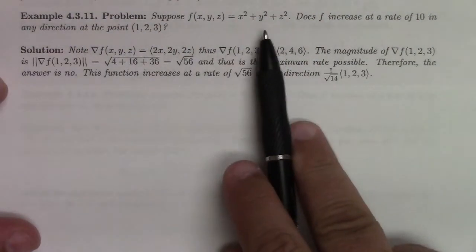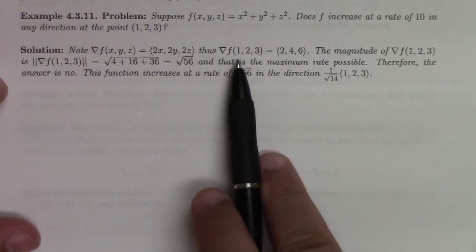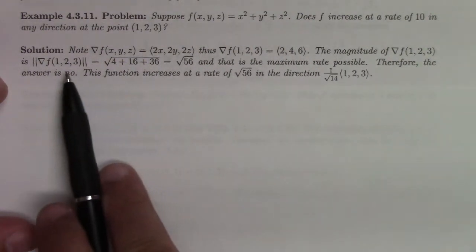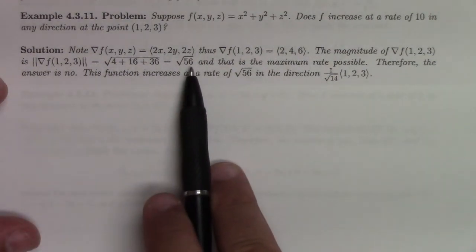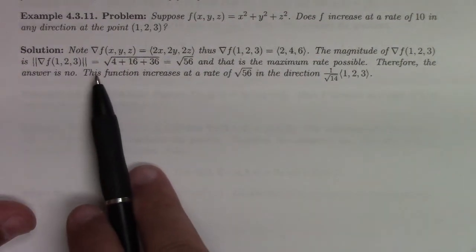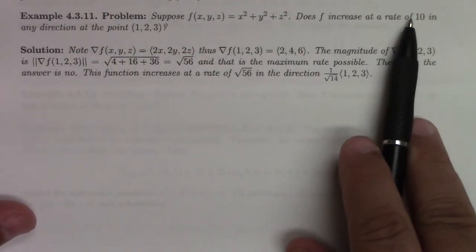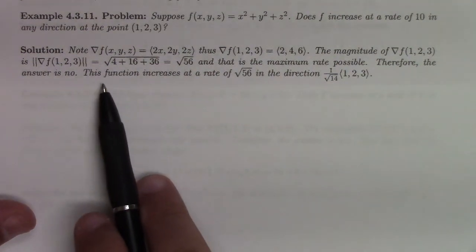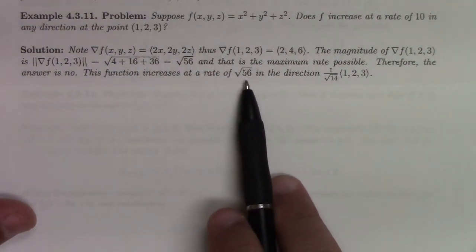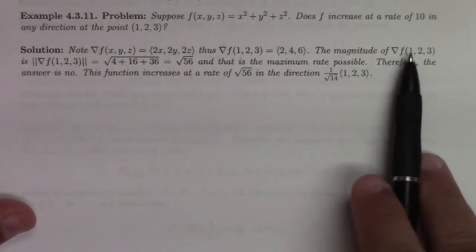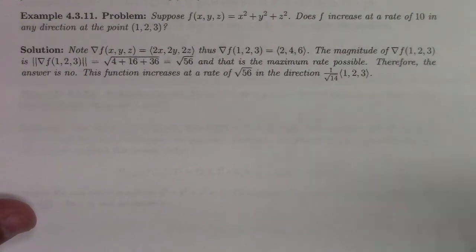We calculate the gradient, 2x, 2y, 2z. We evaluate at the point 1, 2, 3. We get 2, 4, 6. The magnitude of the gradient is the length of that vector, which is square root of 56. That's going to be the maximum rate possible. Therefore, the answer is no. Does it increase at a rate of 10 anywhere? Well, square root of 56 is less than 10, so no. This function, in fact, increases at its maximum rate of root 56 in the direction of 1 over root 14 times 1, 2, 3. Okay, great. But let's make it more interesting. So that's an easy question, actually. This is a fair test question.